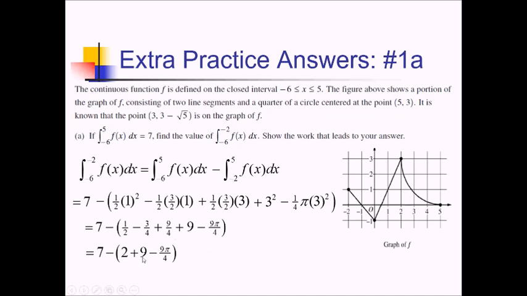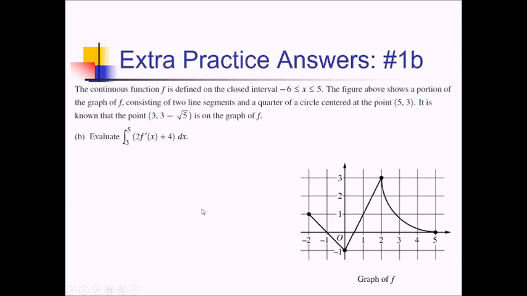And then let's see here. We're negating this whole parentheses, so we have a positive 9 pi over 4. And essentially doing 7 minus 11, which is going to be negative 4. So we have 9 pi over 4 minus 4, and it's not going to get any better than that.